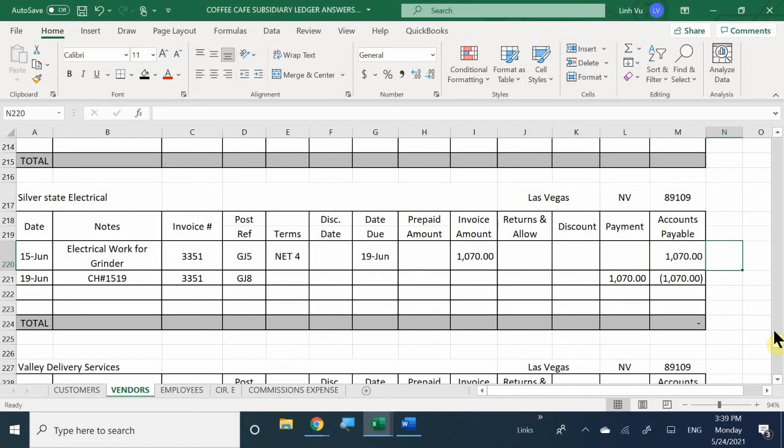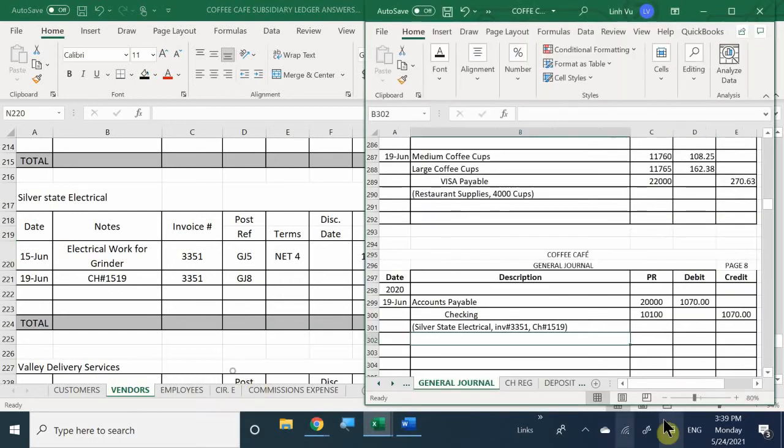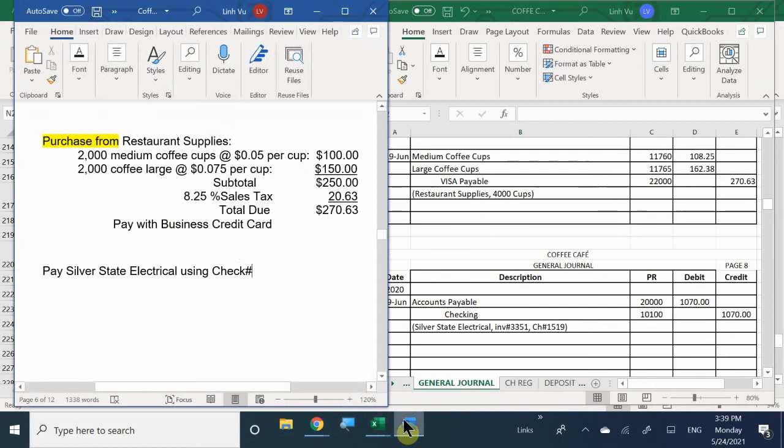Okay, so good. We finished the subsidiary ledger. Going back to the journal. There you go. That should be it for that one. Very good.